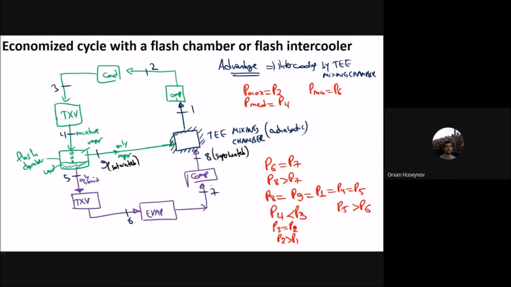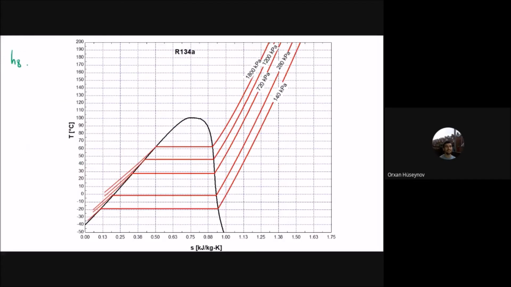So you should also notice that this compressor outlet here is superheated, and this one is saturated, but 8 and the 9 is mixed. Enthalpy of 8 is greater than enthalpy of 9. Okay, and when mixed, you will have that enthalpy of 1, which will be less than enthalpy of 8 and greater than enthalpy of 9.